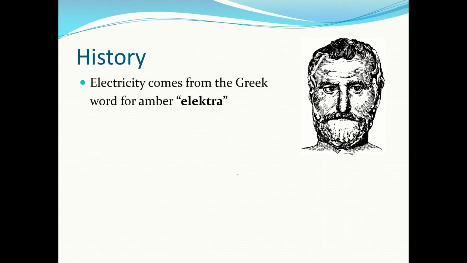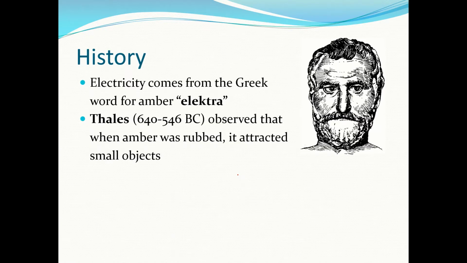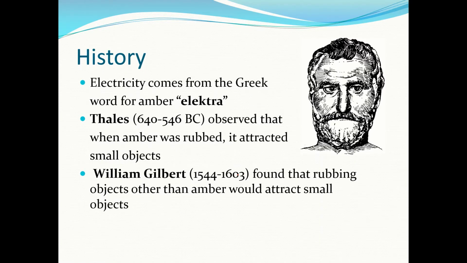So some history when it comes to electricity. Electricity comes from the Greek word for amber, which is electra. And Thales observed that when amber was rubbed, it attracted small objects. So that's where the idea of charge came from. William Gilbert found that rubbing objects other than amber would also attract small objects.